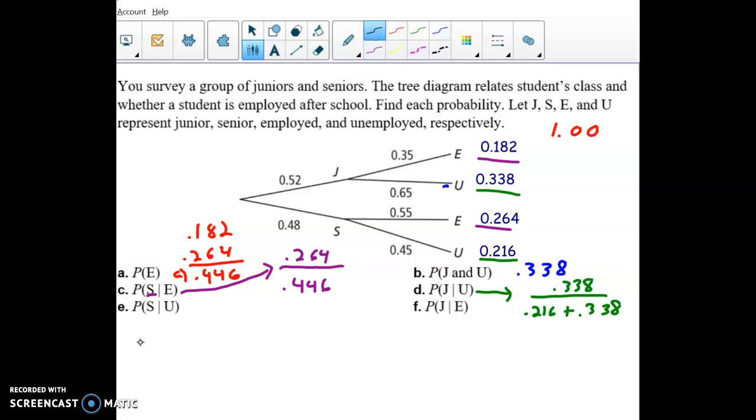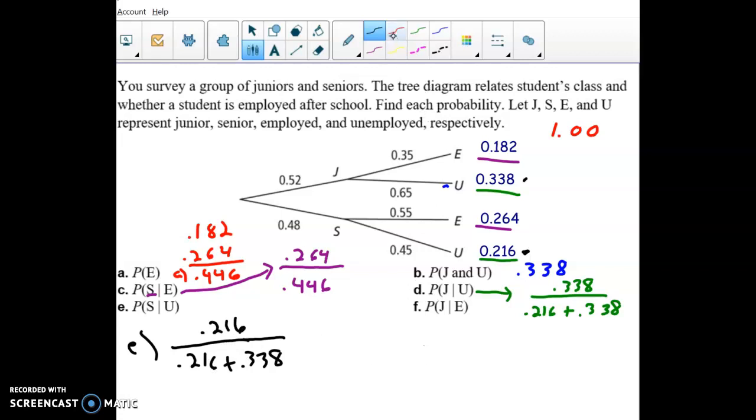Okay, so letter E here, unemployed goes on the bottom, so it's actually the same as letter D here because we have our two unemployed numbers on the bottom. So 0.216 plus 0.338 because it's given that they're unemployed. And then out of the unemployed, which ones are seniors this time? The senior unemployed is this one right here. So it's kind of like the last one, except your top now is your unemployed seniors.